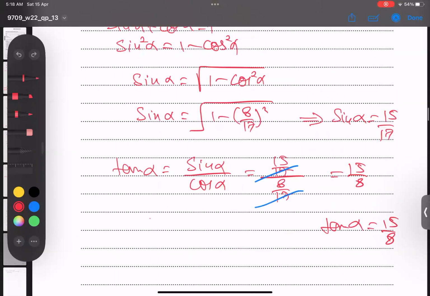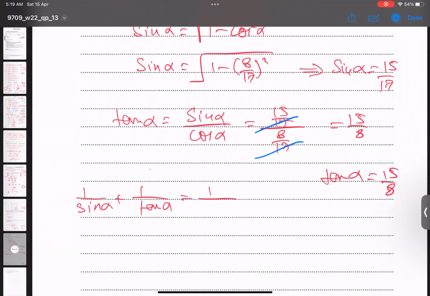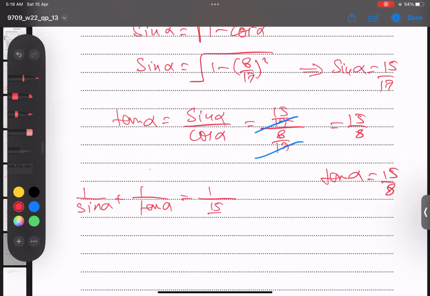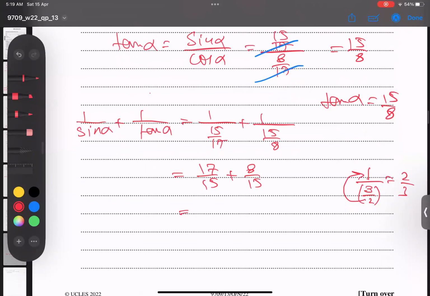Now I can plug in this formula: 1 over sine plus 1 over tan. So 1 over sine is 17 over 15, and 1 over tan means 8 over 15. For your knowledge, you can type it in the calculator, or use the basic property that whenever a fraction like 3 by 2 comes, it flips. So 17 will go up, 8 will go up. I'm teaching this because sometimes you can use it without a calculator, saving time. Now what to do? Take the LCM. And the LCM is 15, with 17 plus 8.